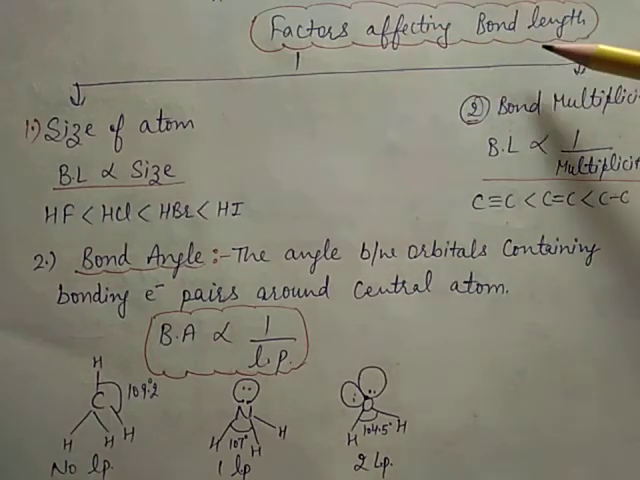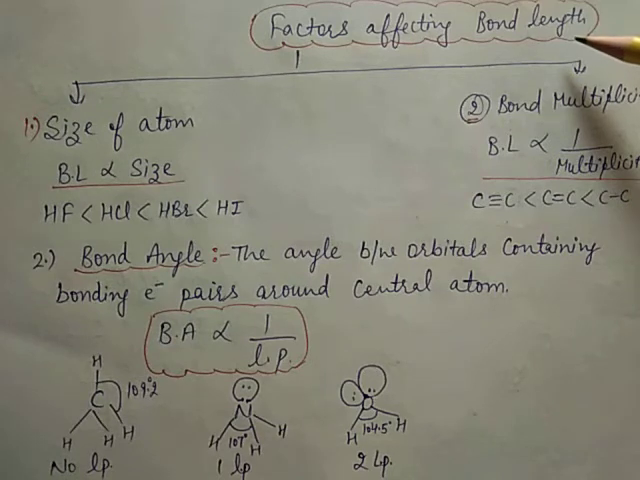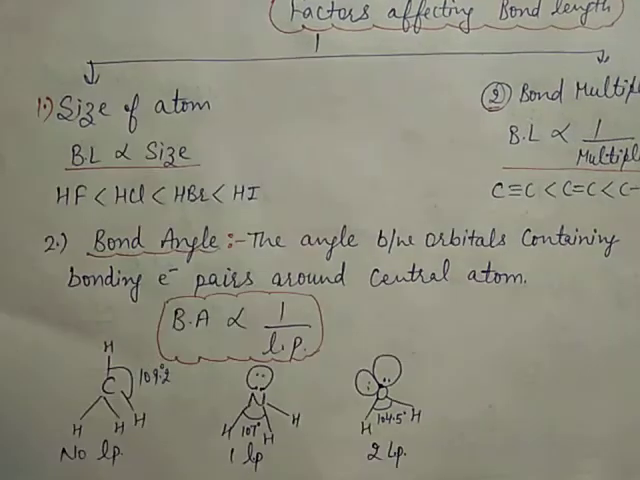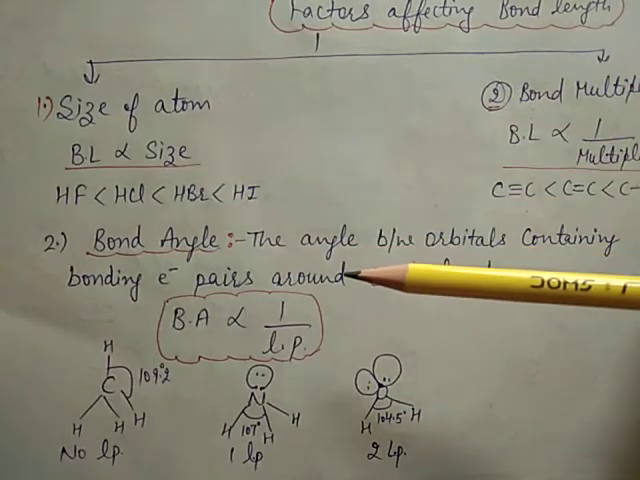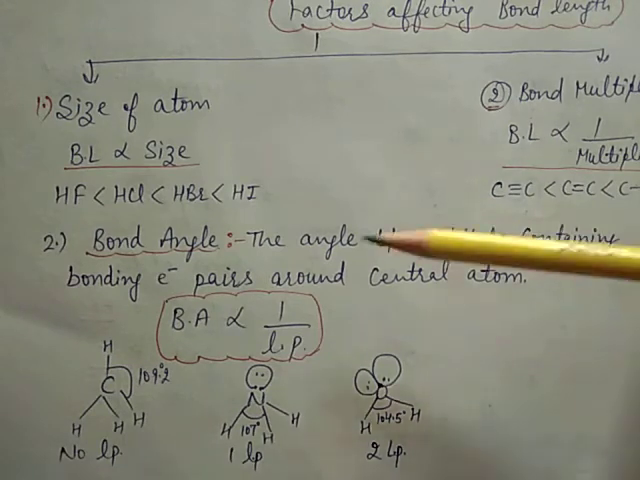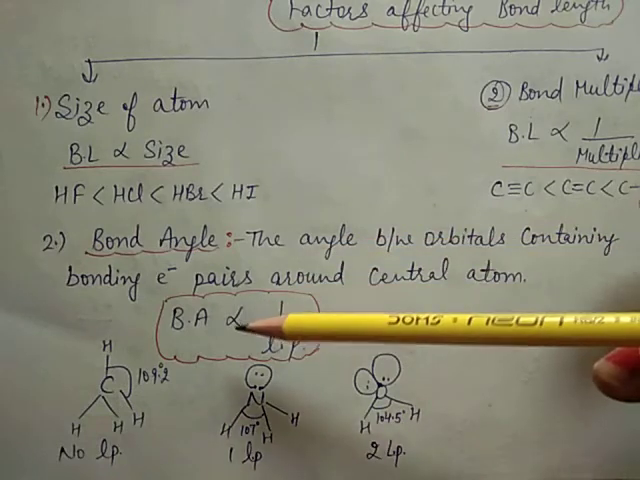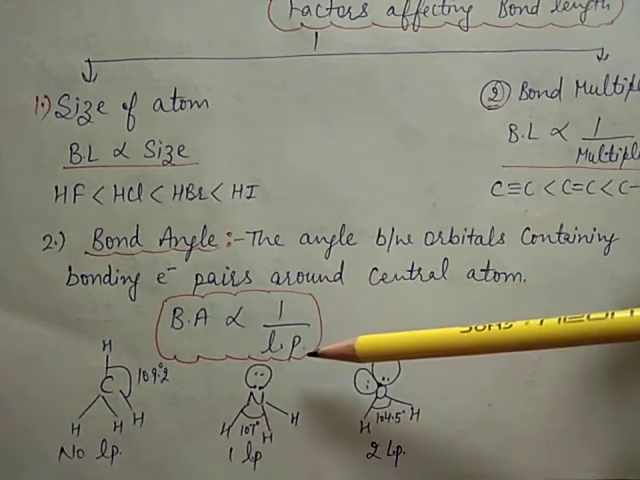Now, the bond length is expressed in terms of angstrom. 1 angstrom is equal to 10^-10 meter, and you can also say that 1 picometer is equal to 10^-12 meter. Now next is bond angle. The angle between the orbitals containing bonding electron pairs around the central atom. Bond angle is inversely proportional to the lone pair.